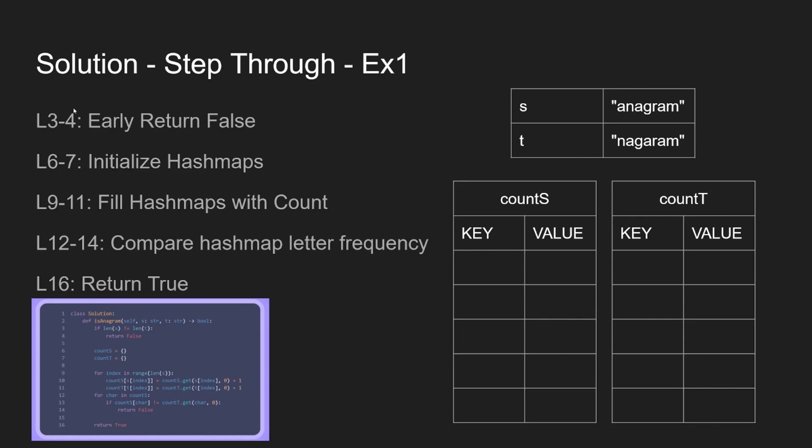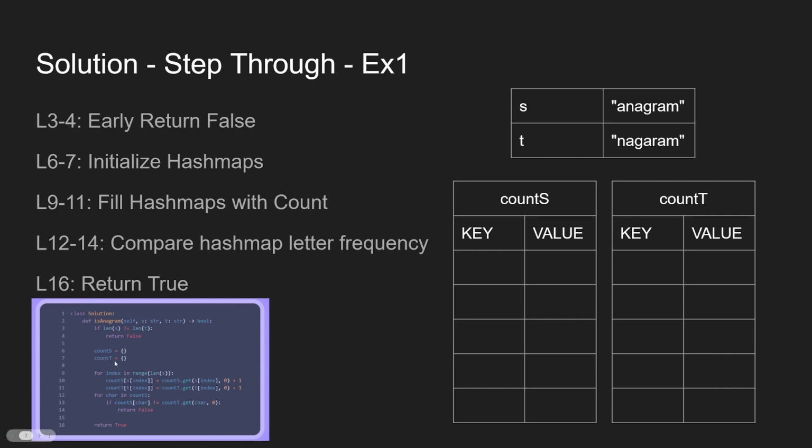So lines 3 to 4 of this code is basically an early return. I have this condition: if len(s) is not equal to len(t), then return false. Because any words that are anagrams of other words must be the same exact length. You cannot have an anagram of two strings that are different lengths, because once you run out of letters in one string, there's no way they can be equal.